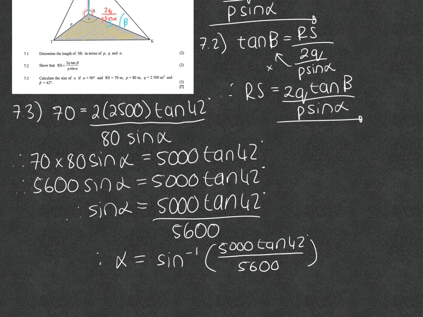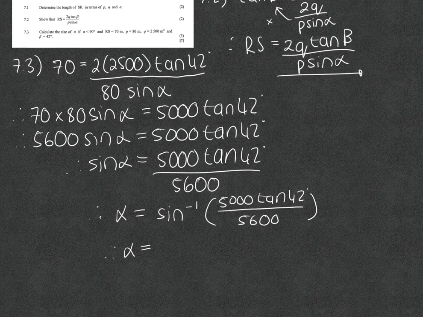So shift sine, let's see what it gives me. Shift sine of 5,000 tan of 42 all over 5,600. And that gives me 53. Therefore, alpha equals 53,51 degrees. And that is a solid answer.